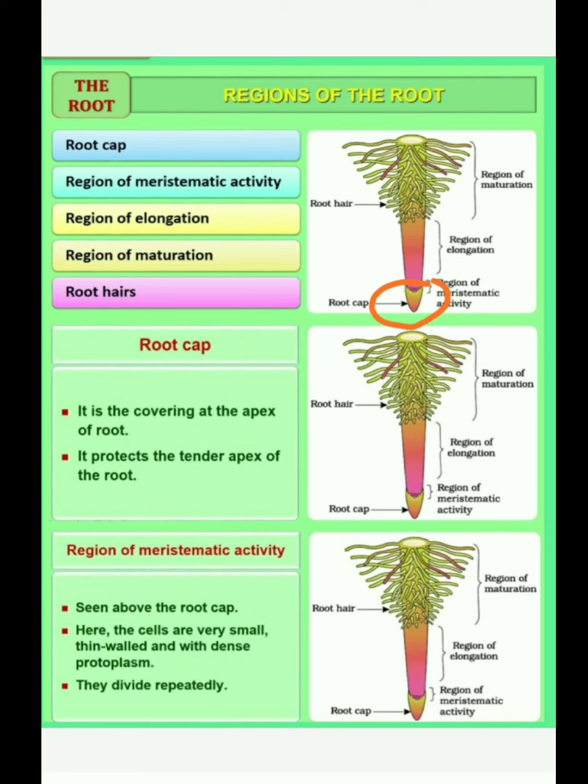The root cap is present at the tip of the root, or we can say at the apex of the root. It is also called calyptra. What is the role of this root cap? It covers the apex of the root and protects the tender apex. The apical region of the root is very tender and gentle, not very hard. So to protect that apex, we have this structure called the root cap or calyptra.